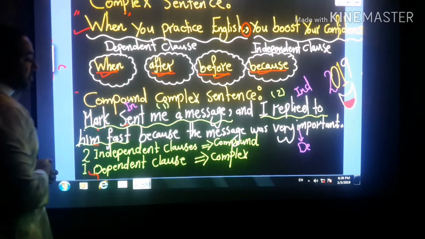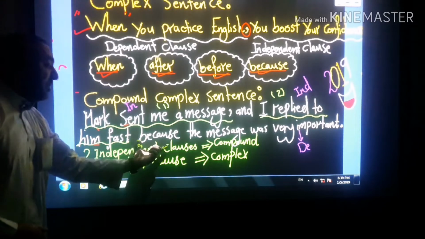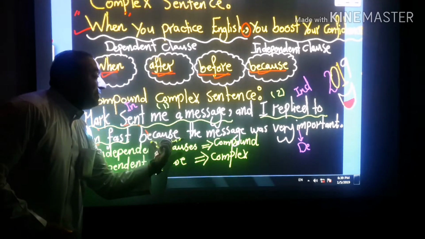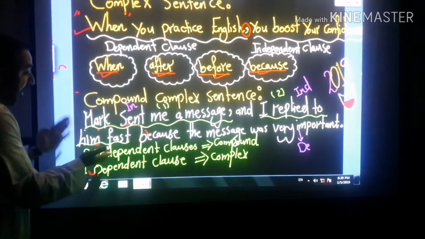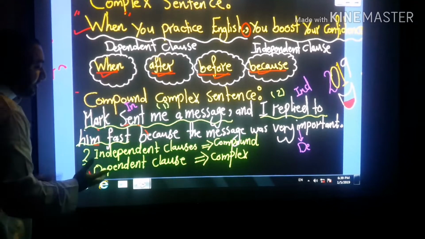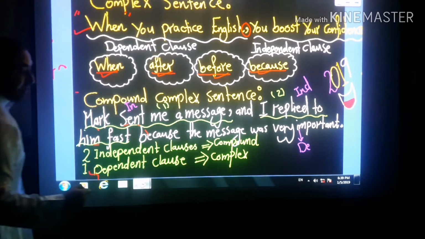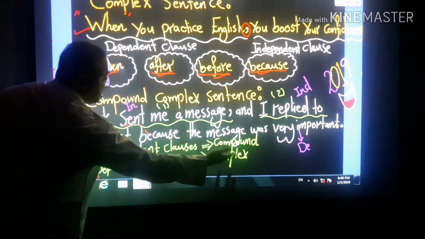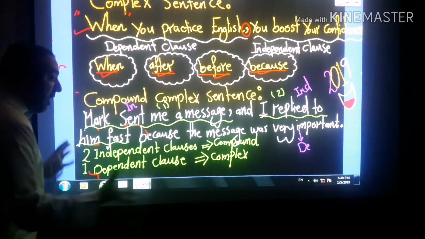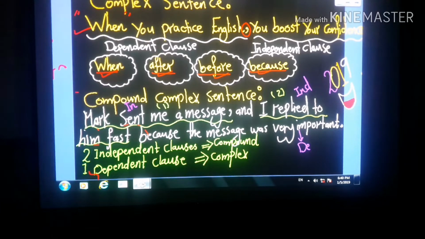And then you complete the rest of the sentence: because the message was very important. Now this is a dependent clause, because the message was very important. So if we analyze the sentence, we realize that we have two independent clauses, and this is the compound, and one dependent clause, which is the complex, and all together, we have a compound complex sentence.